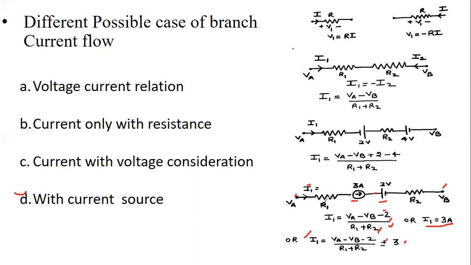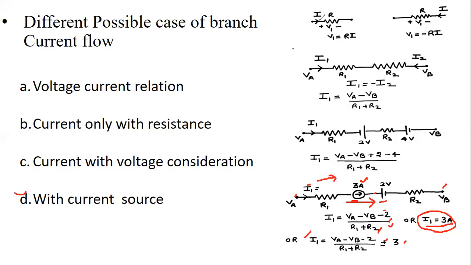Always remember, KCL says that in a branch there is only a single current. Incoming current equals outgoing current, and the 3 ampere is an independent source. So the current in this branch is equal to the branch's current source, so I1 is equal to 3 ampere. Always remember, if a current source is given in a branch, forget about the potential difference divided by resistance or any other voltage source. Just make the branch current equal to the current source current.